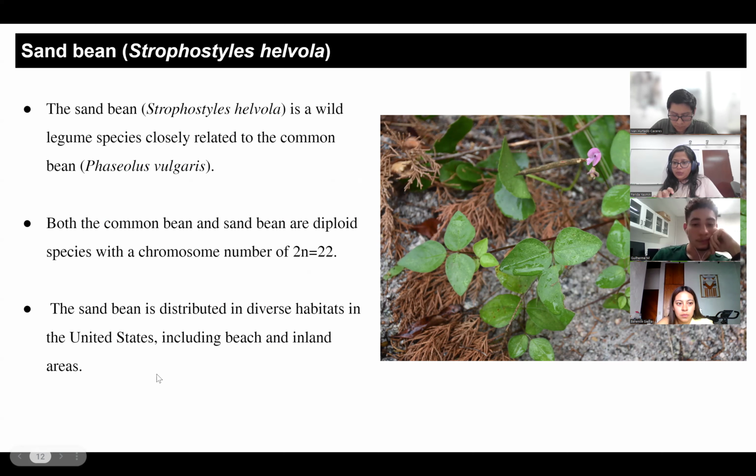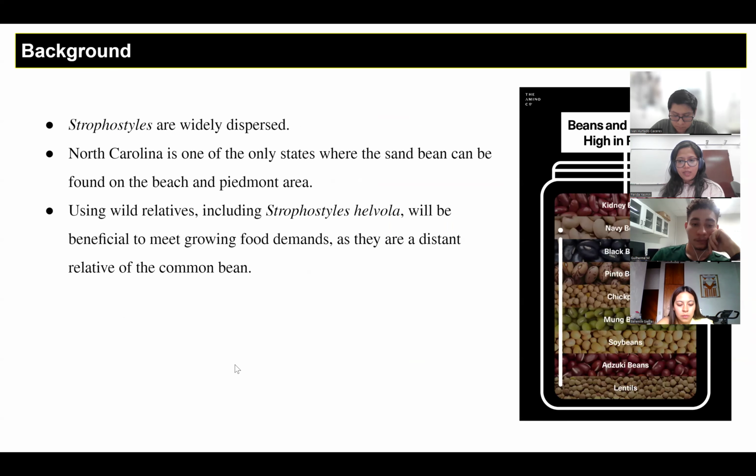Mainly, they have two kinds of ecotype. One is the beach ecotype, and the other is inland. And interestingly, the beach ecotype is actually salt tolerant. Why I focused on a legume species: beans are very famous in both North America and South America. I even had beans for lunch. And they are very high in protein and fiber.